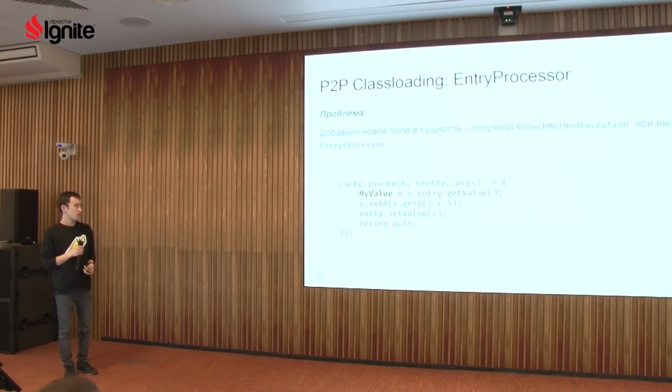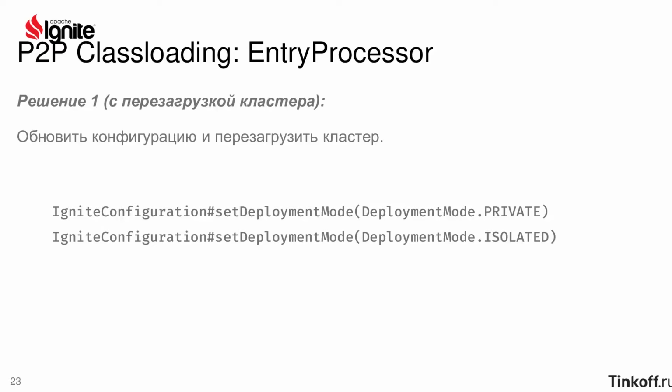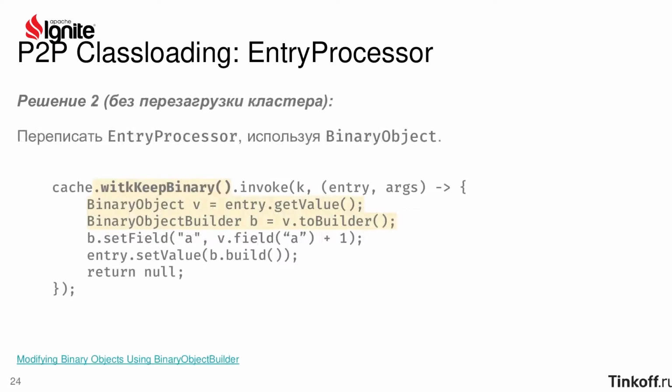How can you work around it? The first way is to restart the cluster or maybe change the deployment mode, set private or isolated. It still needs a cluster restart. The second way, which we ended up using, is the way without a cluster restart. We use binary objects, which don't need additional serialization or deserialization on the server node. We work with the binary object directly, thus allowing us to sidestep this issue.